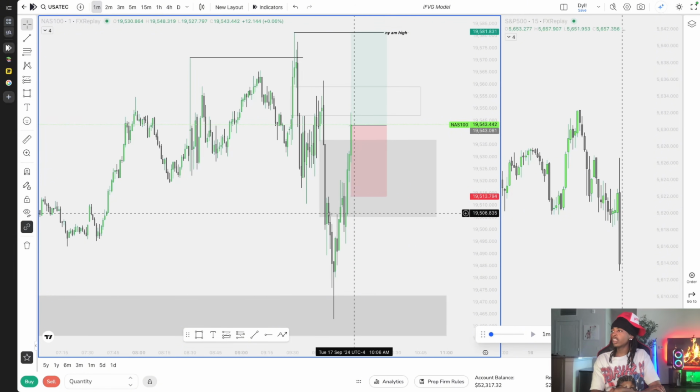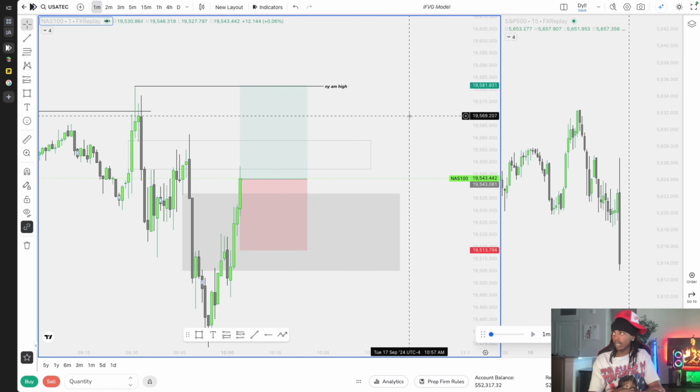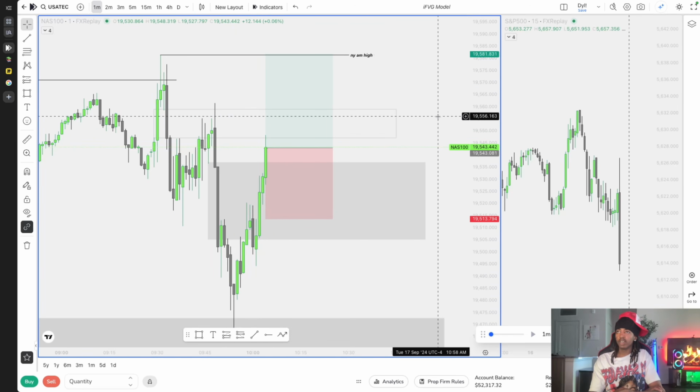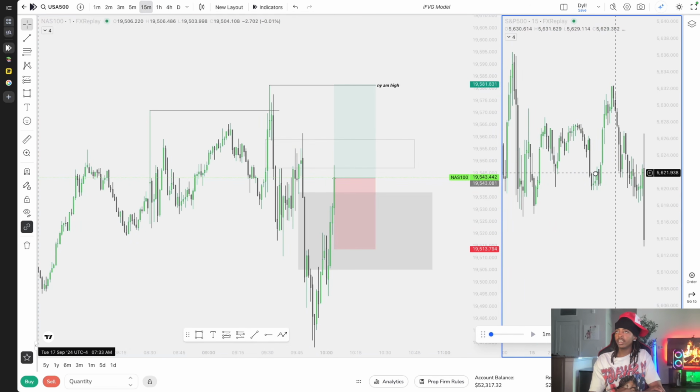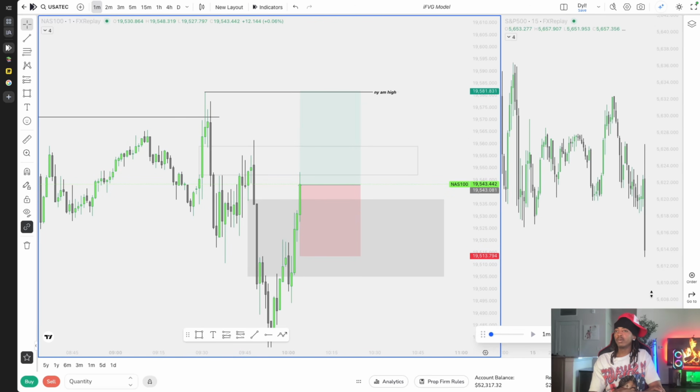So I like this play a lot. 15 minutes holding below us. We had a 2-minute inversion. I want to see it rip. We just kind of ripped right up. ES also took out a lot of sell side, so we'll see if that flips as well. But we'll see how this reacts right here.